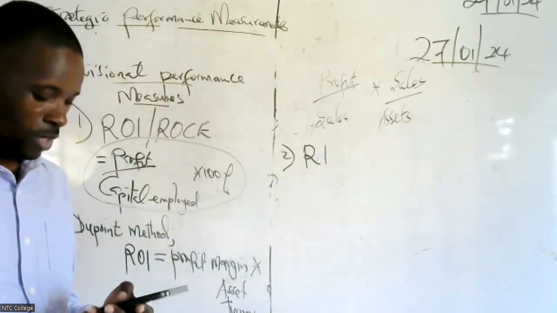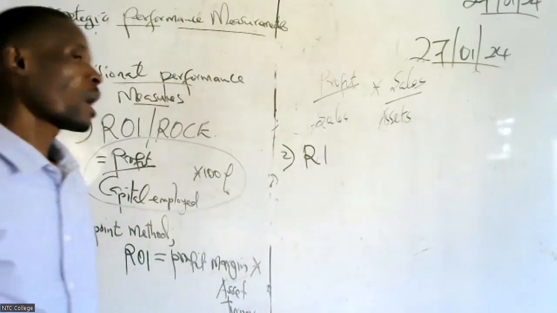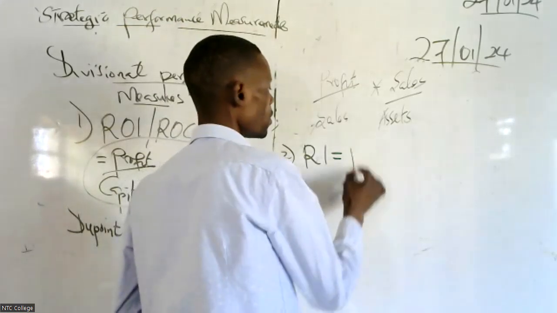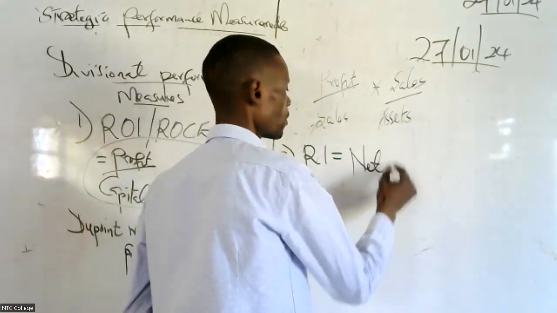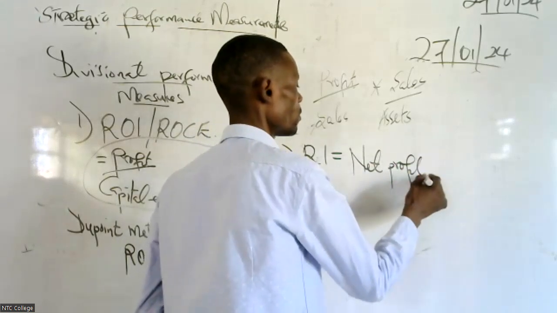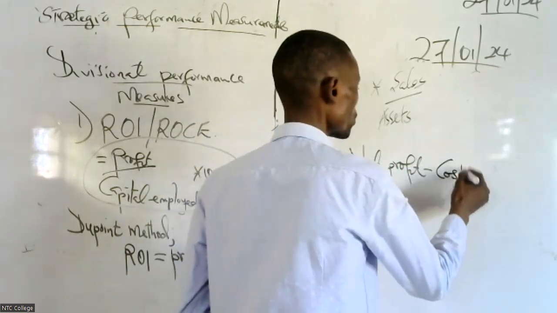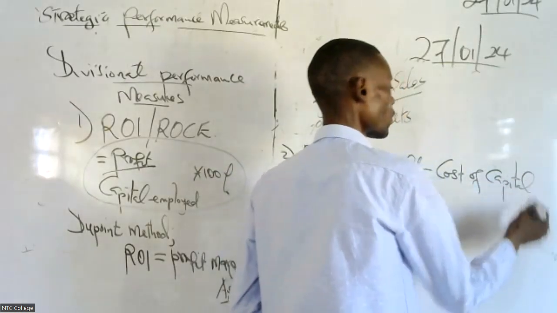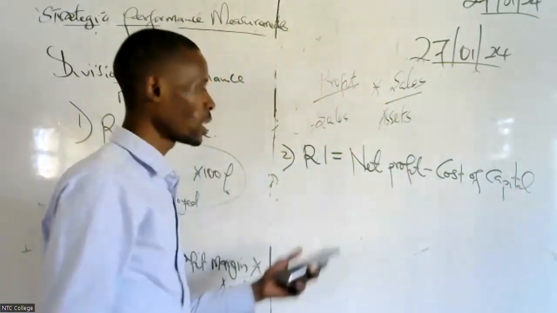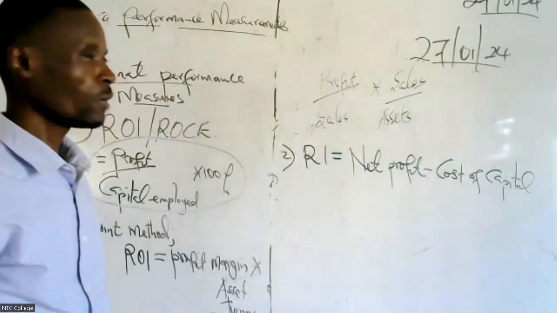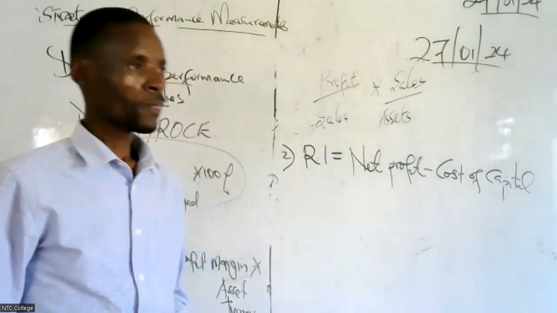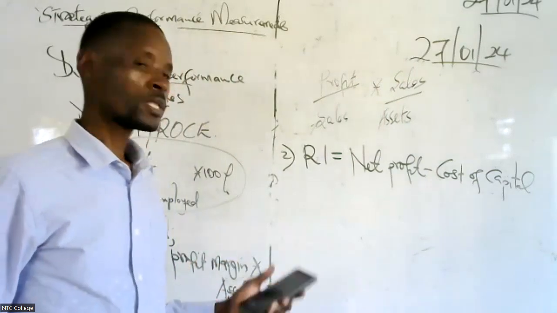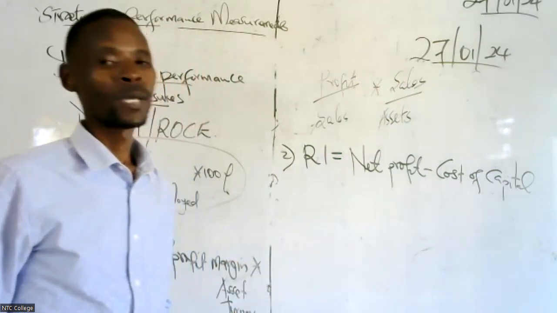Good, so that is what we mean as residual income. How do we get it? We get it as net profit minus cost of capital. And I told you, you must be given the cost of capital. If not given, calculate it at your own time. So that's how we get the residual income.